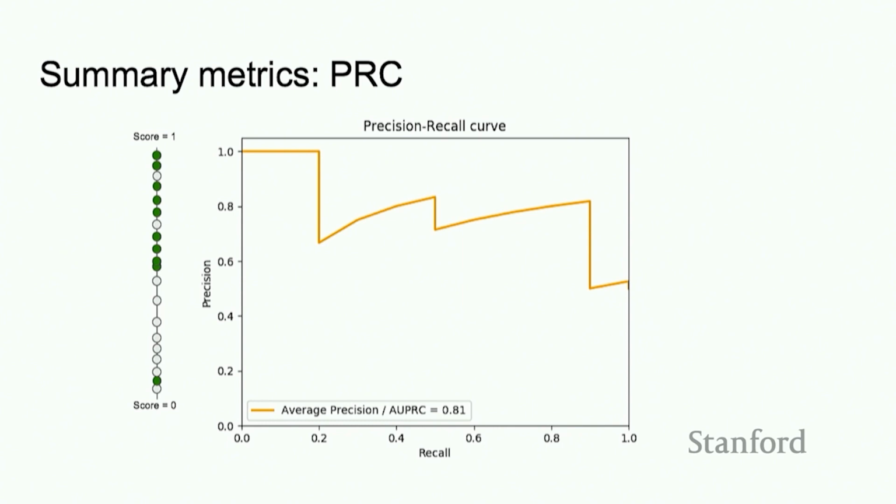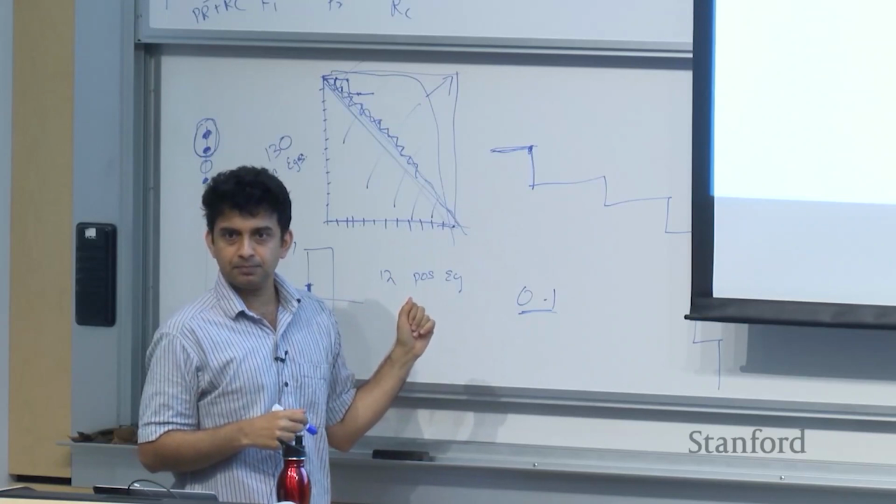A few things to note here again. The ROC curve was kind of monotonic in the sense it could never go back up, right?